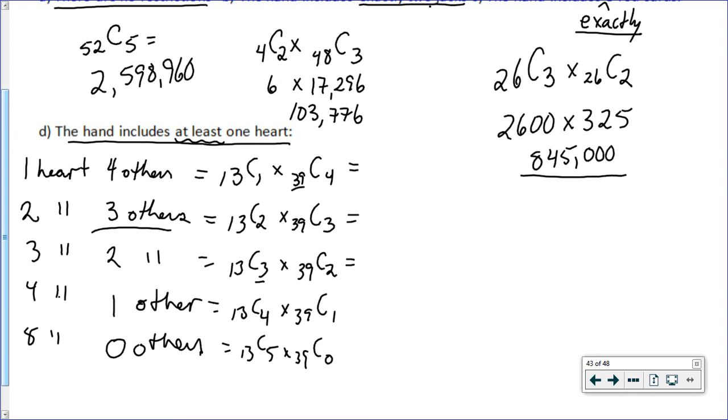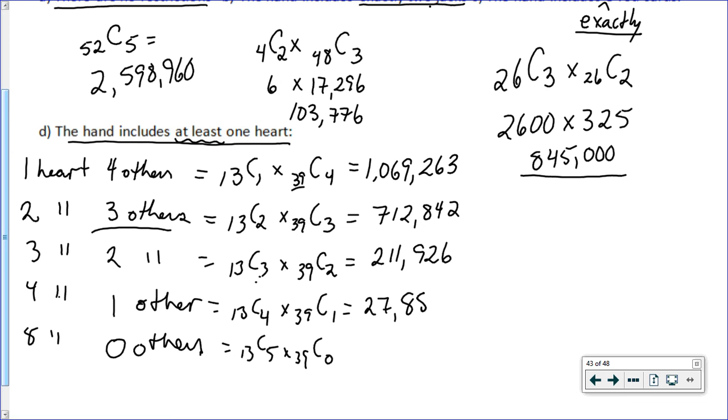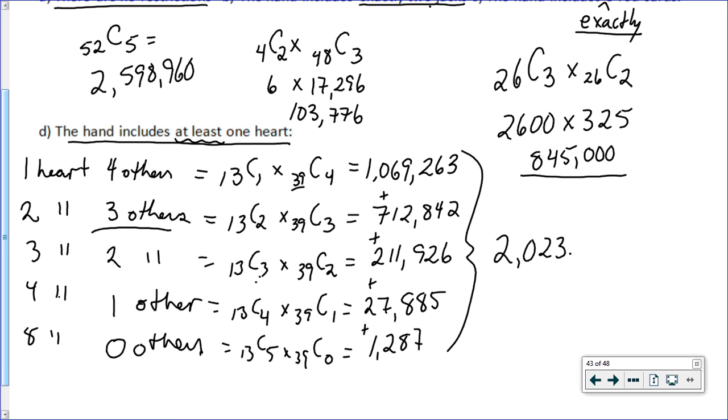And let's see. The total for the first scenario of 1 heart is 1,069,263. These are all really huge numbers. 712,842. This one, 211,926. And you can see as we become more specific, picking more out of a smaller group, that we end up with fewer combinations. Anyway, second last one, 27,885. And the last one, 1,287. And so if I add up all of these, this, or that, or this, or that one, or the last combination, I get 2,023,203. So, there you have it.